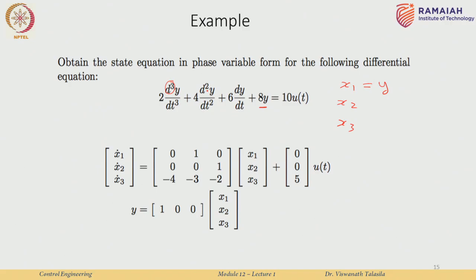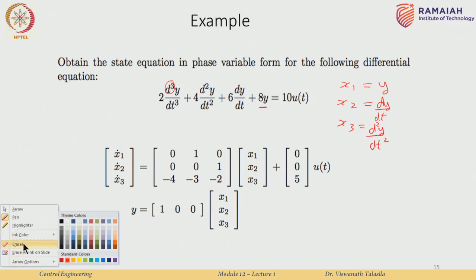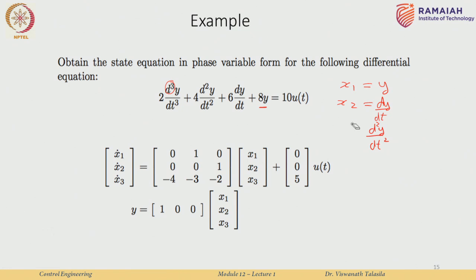And as we have done before, we relate the first variable to y, the second variable to dy by dt, and the third one to d square y by dt square. Let me write this here. And the first thing which we always try to do is to find out the relationship between these states, essentially to compute the interconnection matrix.